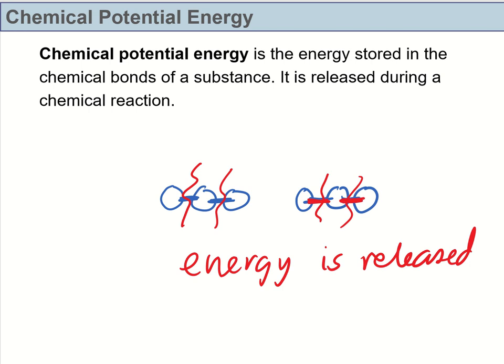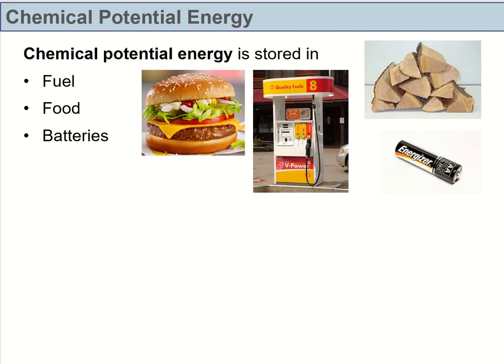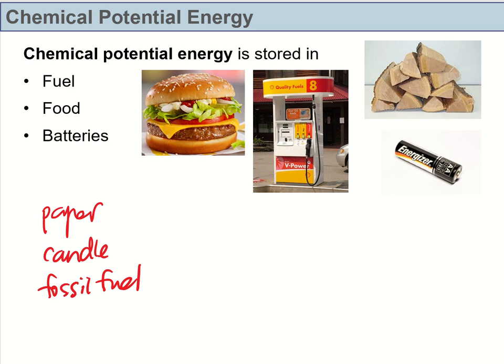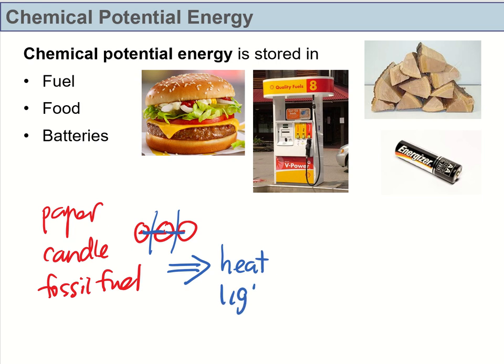So what kind of substances have chemical potential energy? Well, there are 3 main categories. Fuel has chemical potential energy. Fuel could mean anything that can burn. So paper, candle, fossil fuel. All these are examples of fuels. And when you burn them, during the combustion process, these bonds are broken, and therefore the chemical potential energy is given out when you burn this fuel. It will be given out as heat and light, thermal energy and light.